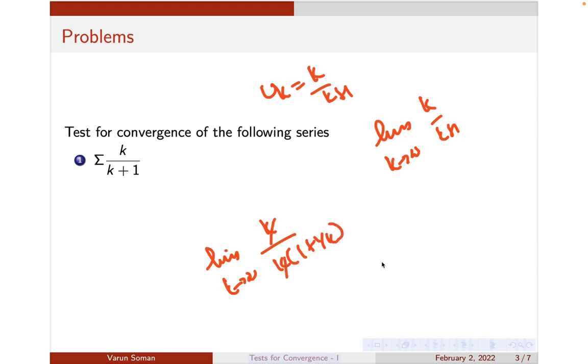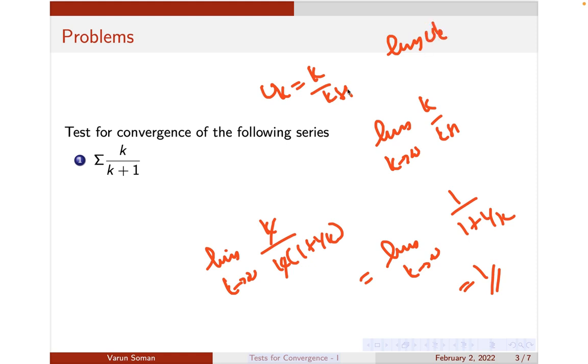Your k gets cancelled out. So it is actually limit k tends to infinity 1 by 1 plus 1 by k. Now apply the limits, you will be getting the value as simply 1 because your 1 by k goes to 0. So the limit of uk is 1, which is not equal to 0. Therefore, you can say that this series is divergent because the kth term is not going to 0. Its effect is still significant. Therefore you can say that the series is divergent.